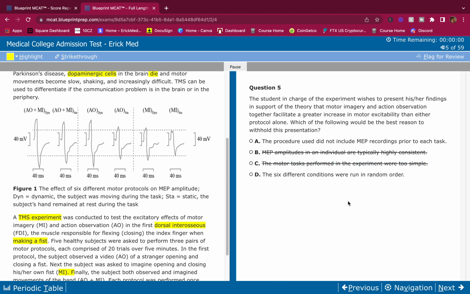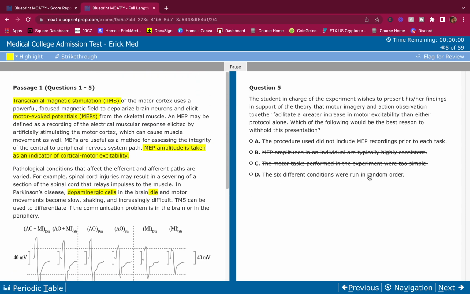D, the 6 different conditions were run in random order. Again, this is a lazy answer. But I guess you could tell her, hey, they were run in random order, don't present these findings. I mean, in some research, they are run in random order, and that does kind of help people's results and findings, to show that nothing was skewed, that there was no bias towards any experiment. So this could happen in some experiments. This is an okay answer.